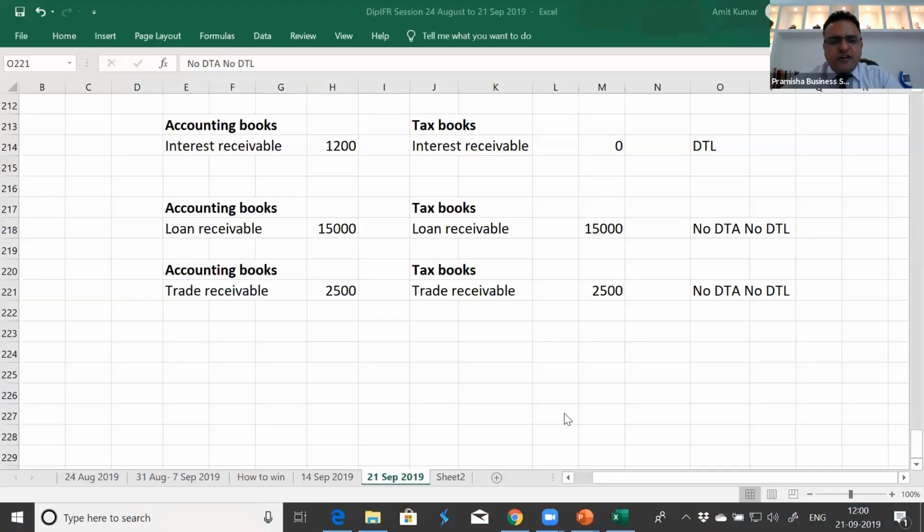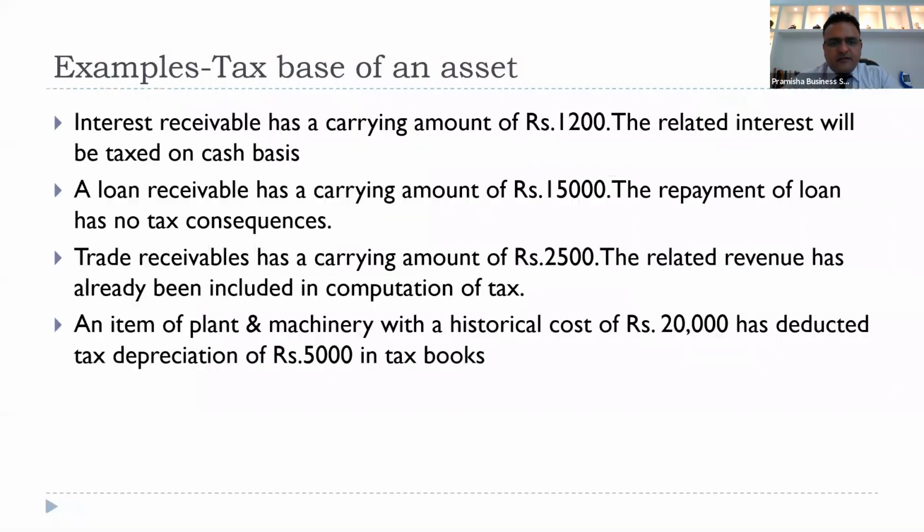You simply have to think through it. An item of plant and machinery with historical cost of 20,000 has deducted tax depreciation of 5,000 in tax books. What is the tax base of the asset? Now this example is about the tax base of an asset. Historical cost 20,000 has deducted tax depreciation of 5,000. And I assume that accounting depreciation is the same.